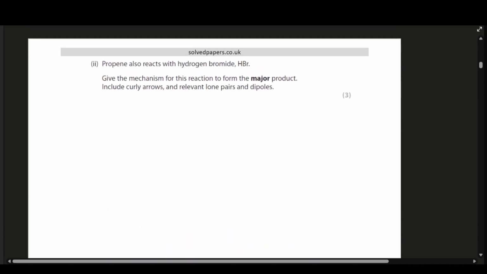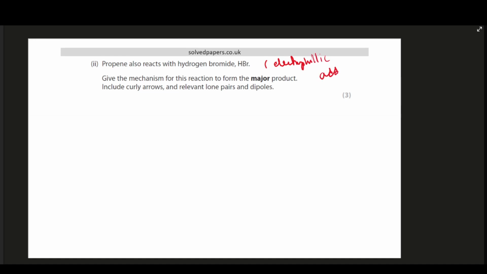Propene also reacts with hydrogen bromide. Now you should give the mechanism for this reaction to form the major product and also show the curly arrows. Okay, we know what it is basically. Electrophilic addition, right? The mechanism is an electrophilic addition reaction. So what happens? Pretty simple, right?